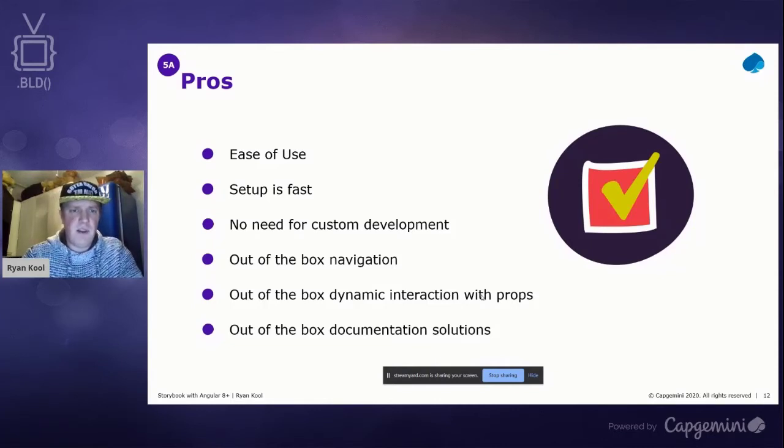There's no need for custom development, so you don't have to build your own navigation bar, you don't have to build your own configuration bar, you don't have to build most of it. You can just use your components and display them the way you'd like. Like I said, it comes with out-of-the-box navigation. It comes with dynamic interaction with props, which is awesome because it makes it more tangible what your component can do. And it comes with out-of-the-box documentation solutions, which a lot of developers don't like documenting. So this is a good feature.